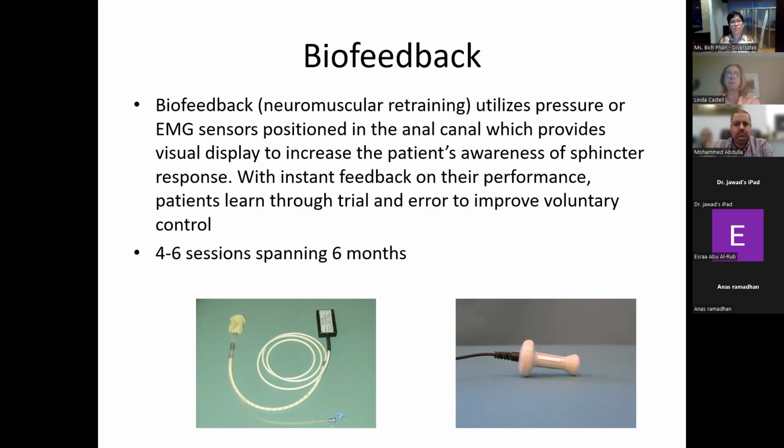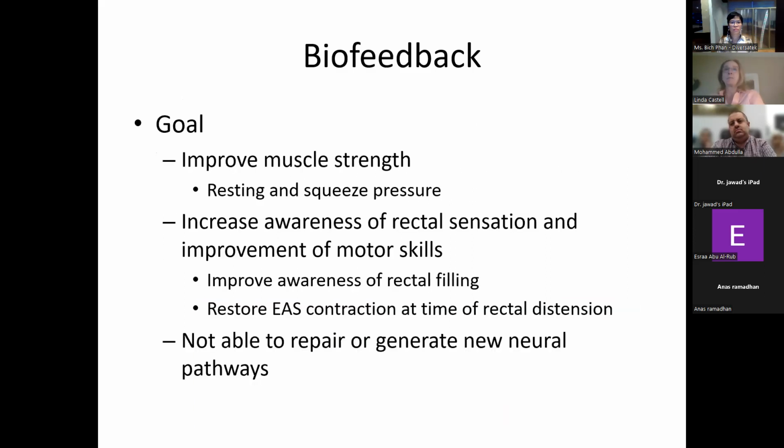So that's something we have to do with our patients, is really explain to them that they're not going to get better overnight. This is a long process. It took the muscle a long time to get this way, and now it's going to take a long time to get it better. So our goal with biofeedback is to improve muscle strength. We want to build muscle fiber, and we're trying to improve both the resting pressures of the anal canal, which is going to be primarily the external anal sphincter portion of that muscle, and also our squeeze pressure, which again is going to be the external anal sphincter and also the puborectalis muscle.